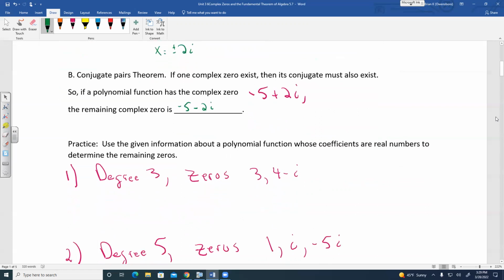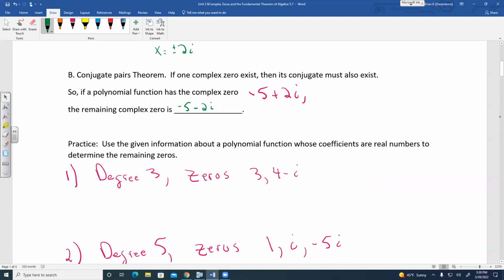So that's what we call the conjugate pairs theorem. So if one complex zero exists, then its conjugate must also exist. So that means there's going to be 2 zeros present. So if the degree is 3, and we have the zeros 3 and 4 minus i, notice that there should be 3 zeros altogether. So what does this actual direction say here? Let me jump back here. So we're going to use the given information about the polynomial function whose coefficients are real numbers to determine the remaining zeros. So all we're trying to do is find the missing zeros.